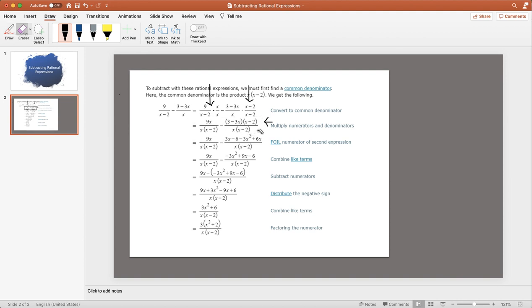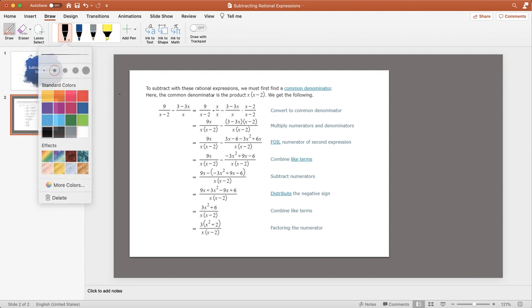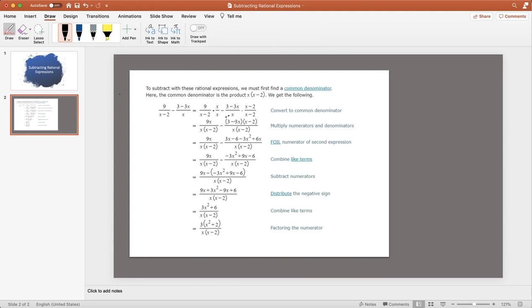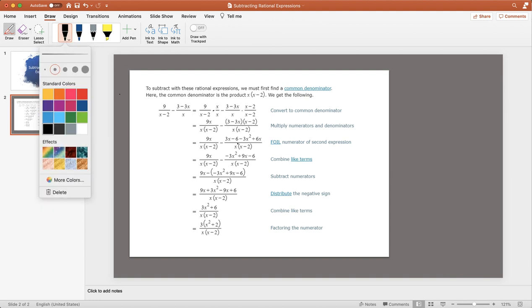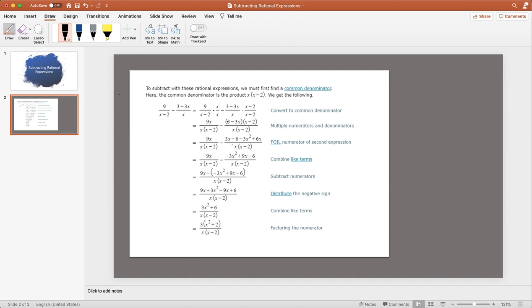So the next line shows that I'm using FOIL to multiply these two binomials right here. FOIL says first terms, outer terms, inner terms, last terms. That's FOIL. So when I multiply first terms, I'm taking 3 times x, which is how we get 3x squared. Or sorry, 3 times x, which is how we get 3x.